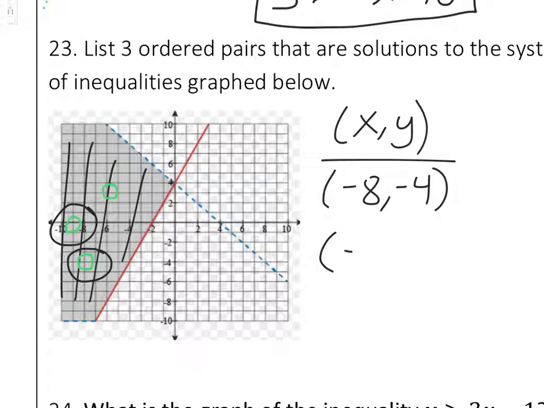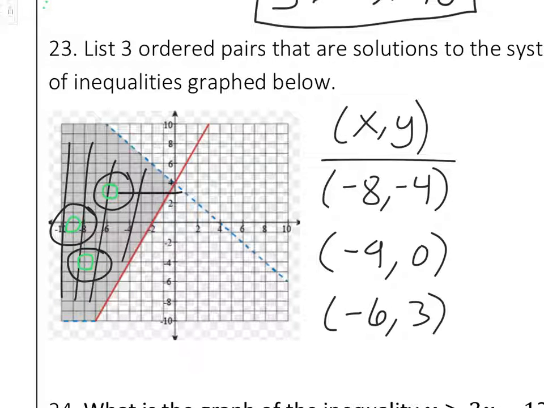That is going to be -9 is your x coordinate, and then you do not go up or down, so 0 is your y. And then the last coordinate is going to be the one up above. The x coordinate there is -6, and the y coordinate, you could see that is going to be in between, so that's going to be at +3.